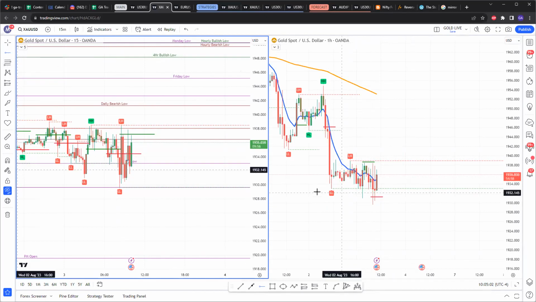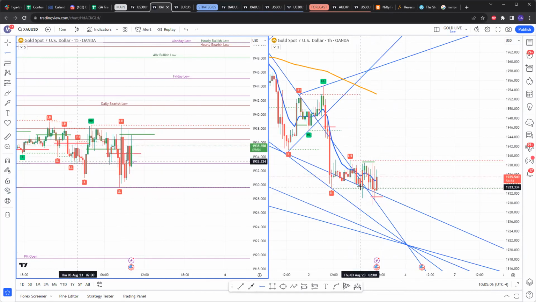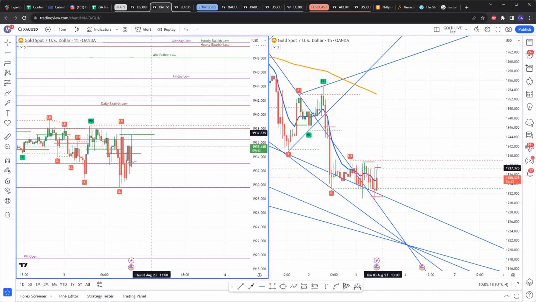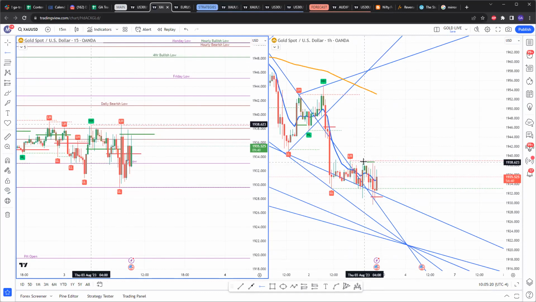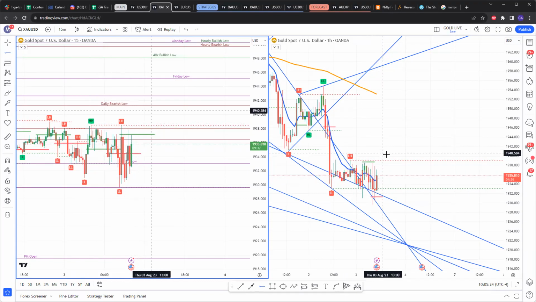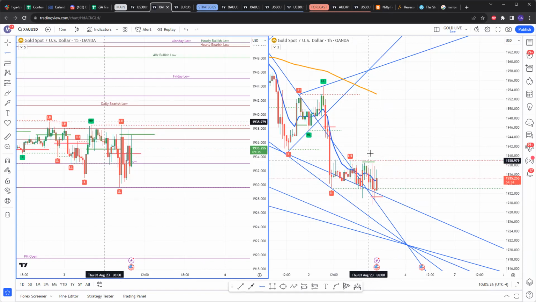So for me, my bias for gold is still a sell until we close above 1938. This is the area to watch out for buys, right here, 1938 on the hourly time frame. On the hourly time frame, we have this buy zone at 1938.5. So if we get a break and retest there, to me, that's confirmation for a change in the buy momentum. Or if we get a high low.